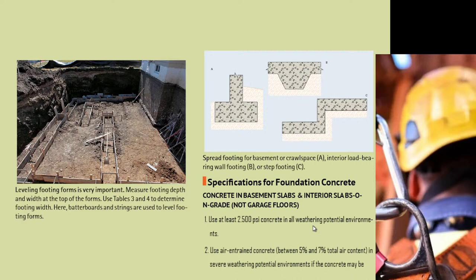Specifications for foundation concrete and basement slab, interior slabs on grade, not garage floors. Use at least 2,500 PSI concrete in all weathering potential environments. Minimum 2,500. We are actually using 3,000 to 4,000.